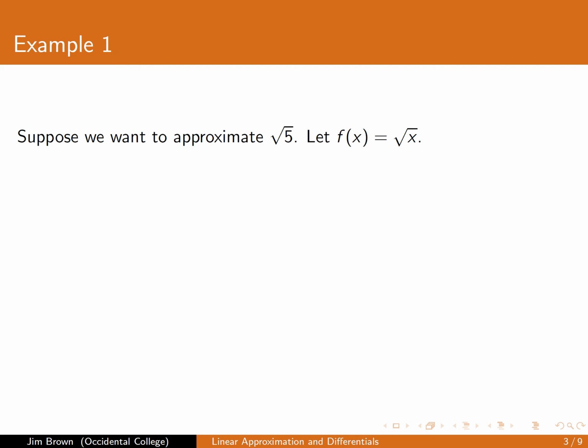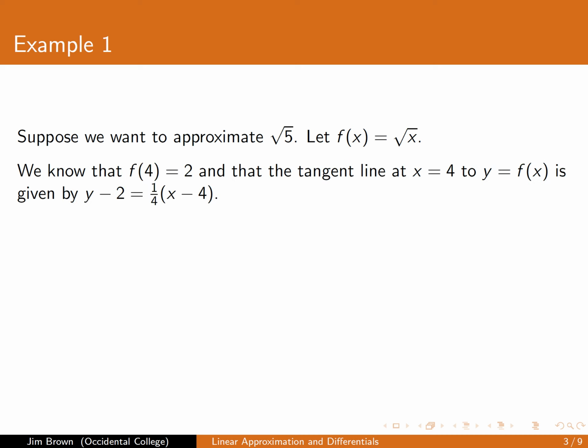So suppose I'm interested in approximating the value of square root of 5. Well, to do this, I can let my function be f of x equals square root of x. And now if I'm looking to approximate f of 5, which is square root of 5, I need a value of a that's somewhat close to 5 where I can evaluate the function. One such value would be a equal to 4, because I know f of 4 is square root of 4, which I know is equal to 2. So we choose that value, and then we can find the tangent line.